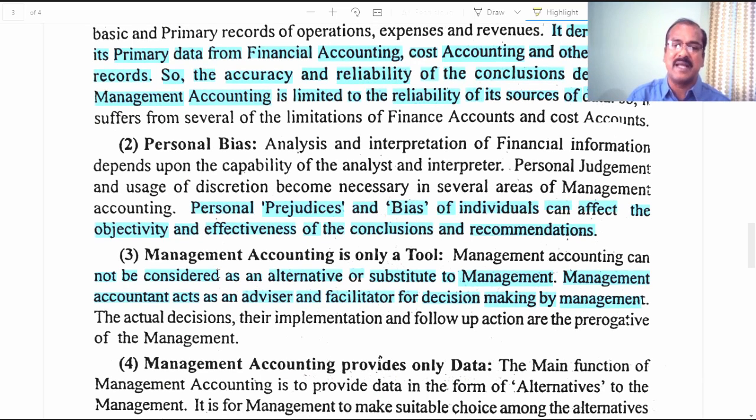The second limitation of management accounting is personal bias. Of course, the data derived by management accountants from various sources have to be interpreted using the personal judgment of the management accountant and his team. So obviously, it provides room for personal prejudices and biases of individuals, which can really affect the objectivity and effectiveness of the conclusions and recommendations made by them.